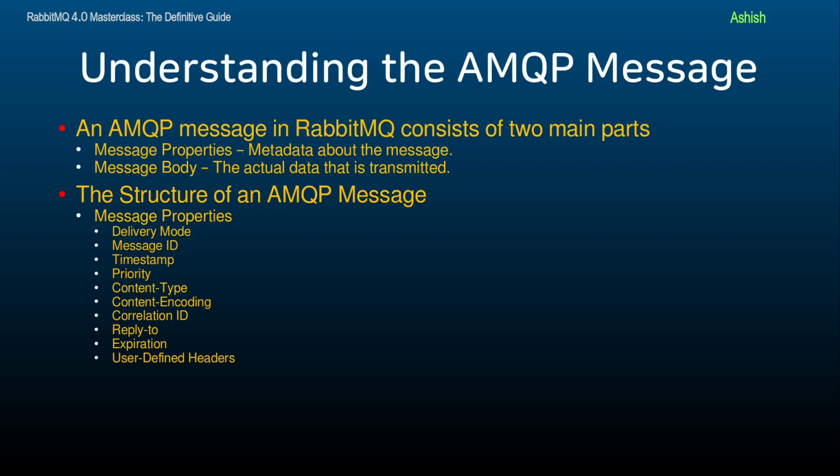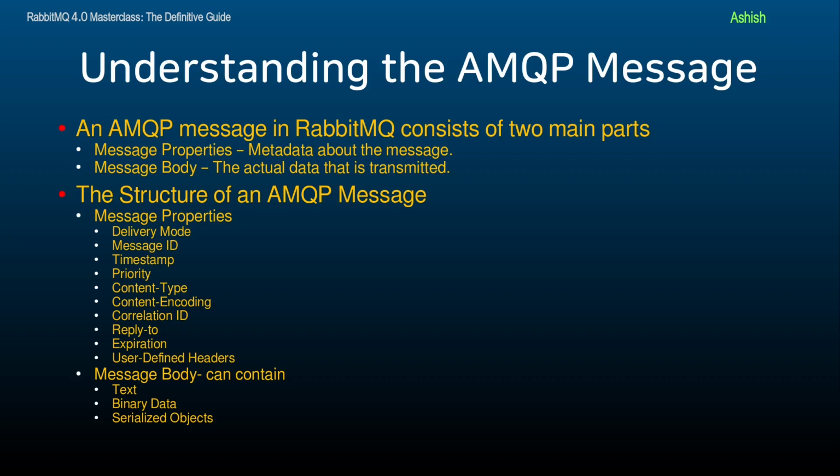Now, when breaking down the structure of the AMQP message, the next part is message body. The message body is the actual data or payload being sent through RabbitMQ. It can be in any form of data, typically encoded into a binary format. The body can contain text, for example, JSON, XML, or plain text. It can also contain binary data, for example, images or files. And it can also contain serialized objects, for example, Java objects, protobuf messages, Avro, etc.